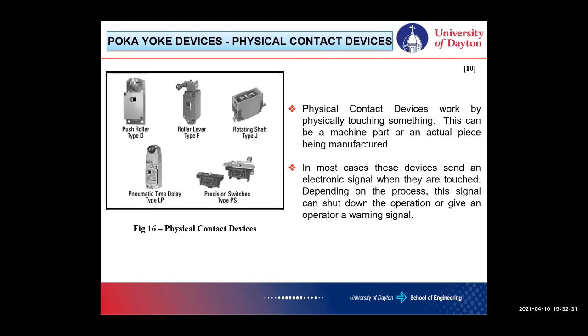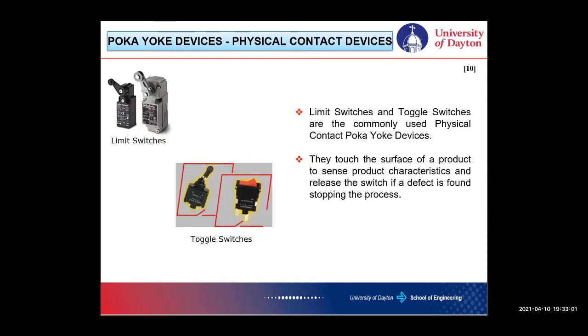So moving ahead, physical contact devices work by physically touching something. This can be machine part or an actual piece being manufactured. In most cases, these devices send an electronic signal when they are touched. Depending on the process, this signal can shut down the operation or give an operator a warning signal.